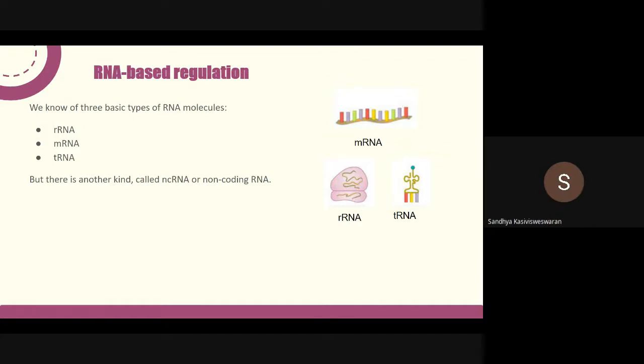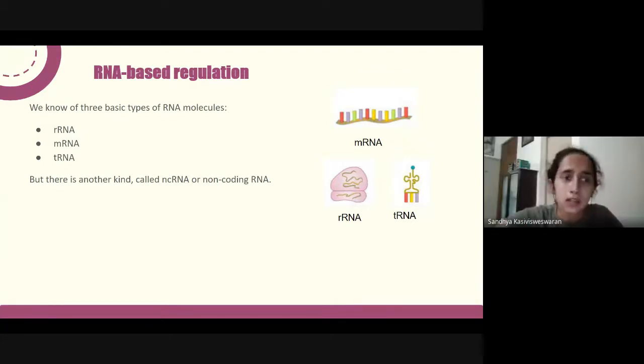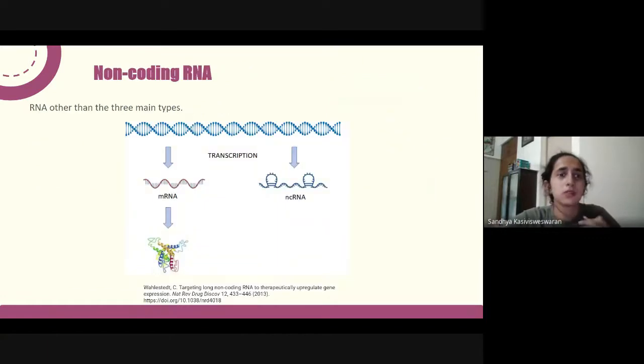We know that there are three basic types of RNA molecules, right? We learned that last class: rRNA, mRNA, and tRNA, and they all have their own functions. But there's another kind of RNA called non-coding RNA. As you can say, these don't code for any protein. So what is non-coding RNA?